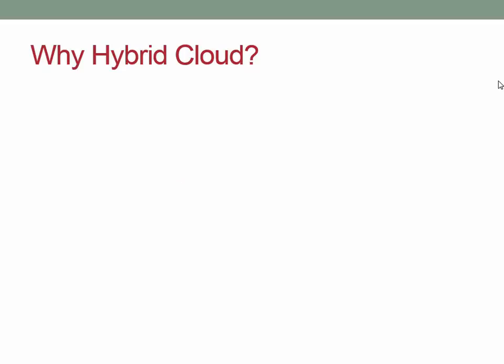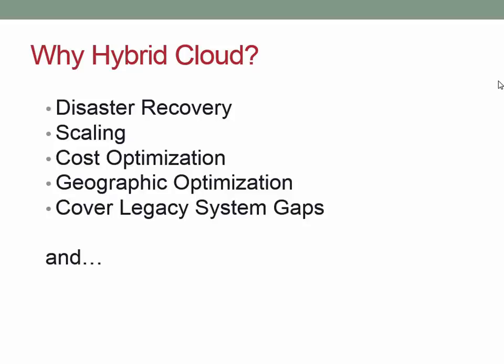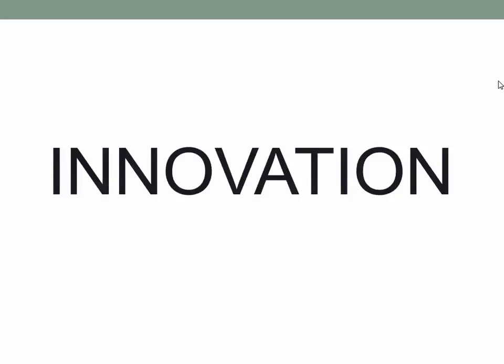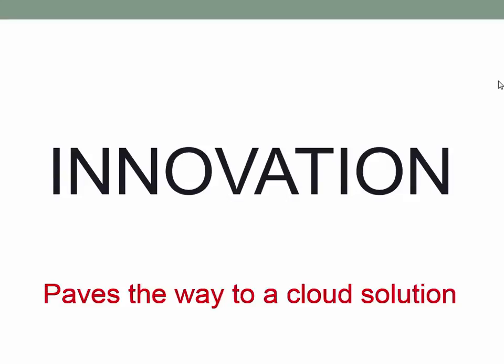There are some other reasons as well. Disaster recovery. Obviously, we already talked about scaling, cost optimization, geographic optimization, the ability to cover legacy system gaps. In our case, it was all about innovation. Hybrid cloud allowed us to very easily integrate with a solution that provided us with new capabilities. It provided us the ability to take these steps slowly, and it also allowed us to quickly get up a solution that would allow us to start thinking about what is it going to take to move our on-prem solution to the public cloud.